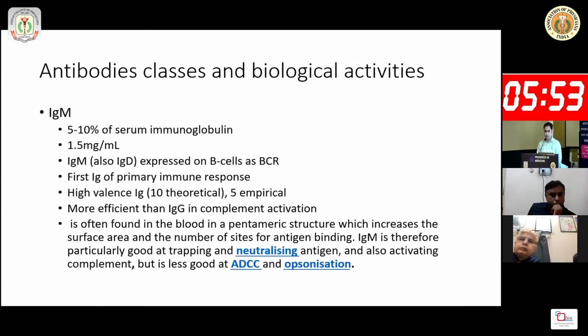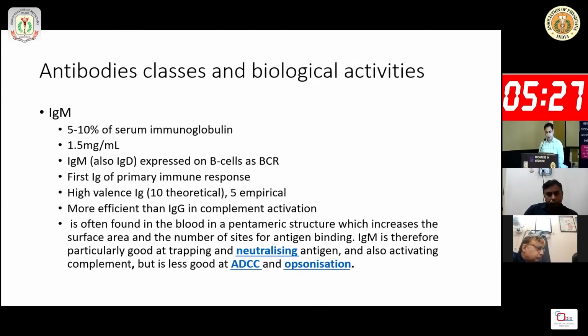Coming to the next class of antibodies, which is known as IgM, they consist of around 5 to 10% of the immunoglobulin volume, and it is also expressed on the surface of the B cells. It is the primary antibody to appear in an immune response, and they are usually pentameric or hexameric, and they have the highest molecular weight among all antibodies.